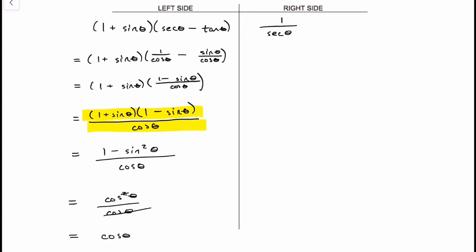Now we should work on the right, so I'm just going to change that secant to 1 over cos. Then it's 1 divided by 1 over cos. When you divide by a fraction, invert the fraction and multiply. So this is 1 times cos over 1, which is just cos. Left side equals right side, and we're done.